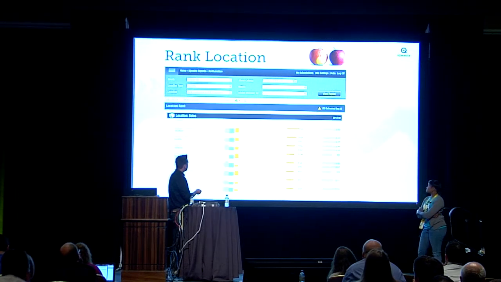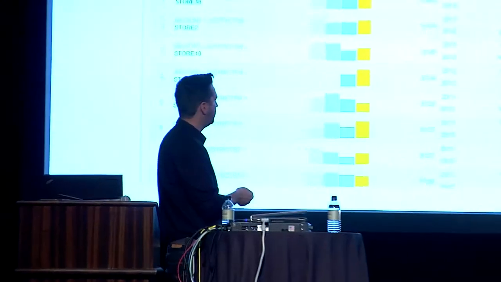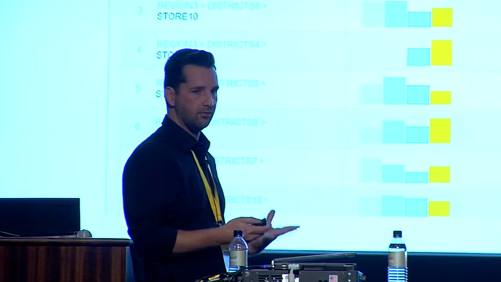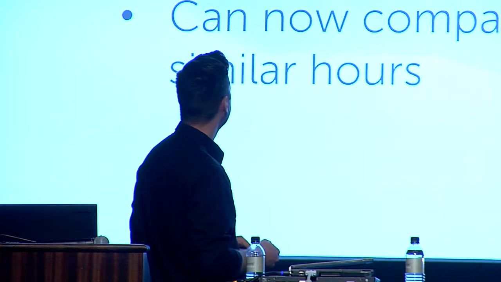month to date per hours punched. So we have wildly different numbers of hours punched. This store has 52 hours punched for last year and 385 for this year. But we can see per hours punched, we're selling 164 or 182. So if we just scan down this column, we get to compare the locations against each other, dividing by hours punched. And if we look at this yellow column, we get information on what happened last year. So some really great ways to compare your stores or your regions or your districts.